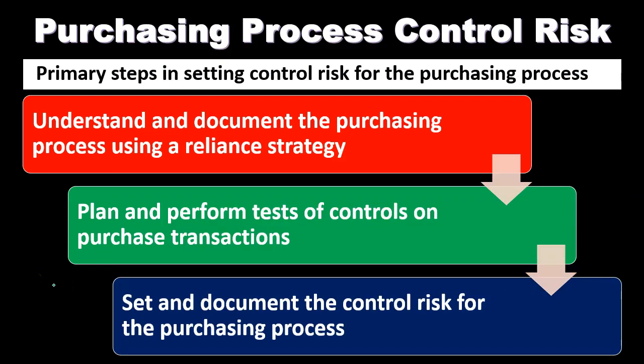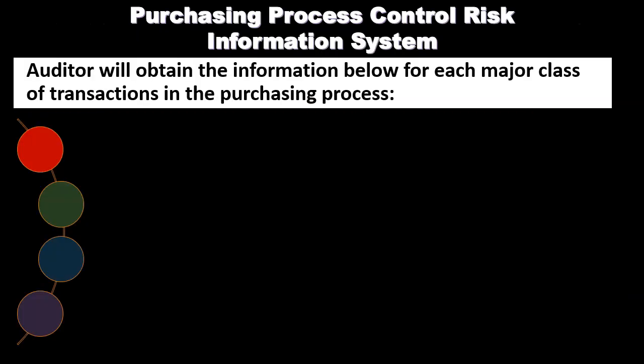And then we'll set and document the control risk for the purchasing process. So that's going to be our ultimate goal for the control risk. We'll set the control risk, and those are the two factors that are kind of controlled by the company: inherent risk, by the business that they've chosen to be in and the process that they have set up for it, and control risk, meaning the controls that they have put in place in order to safeguard against the inherent risks.